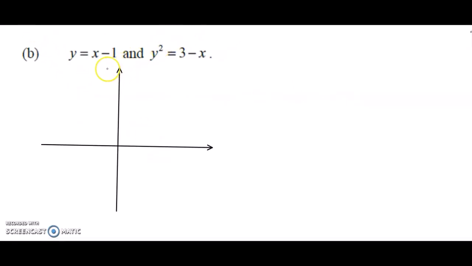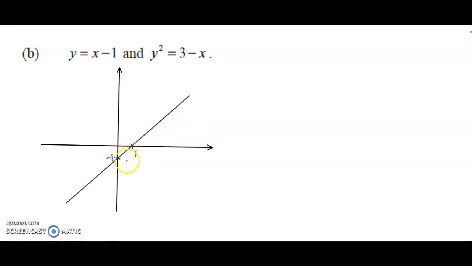For question B, we need to get the area enclosed by these two curves. The first one is y equals x minus 1, which is a straight line. The straight line passes through the y-intercept of -1. You can sketch it like this: the line passes through a point of -1 on the y-axis, and 1 on the x-axis.